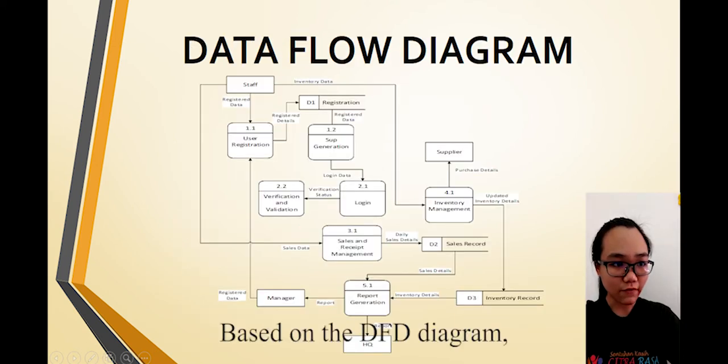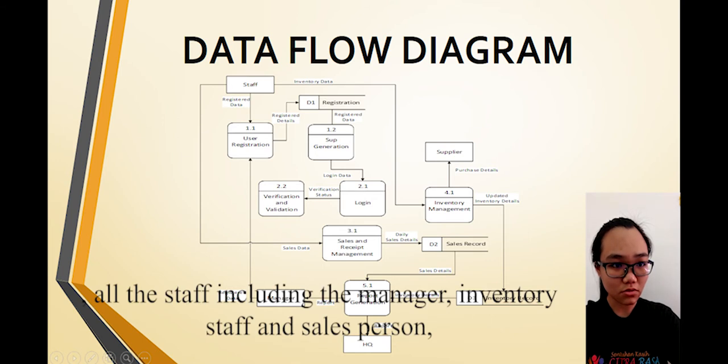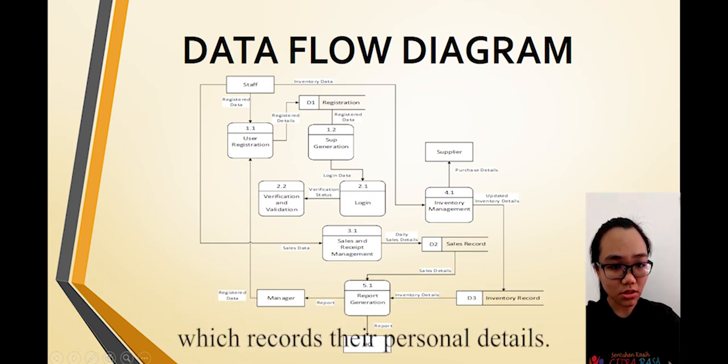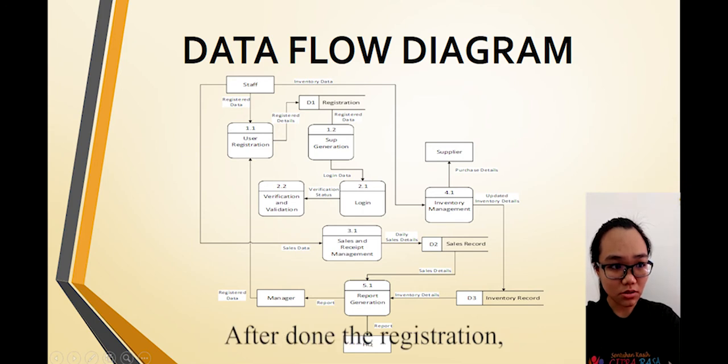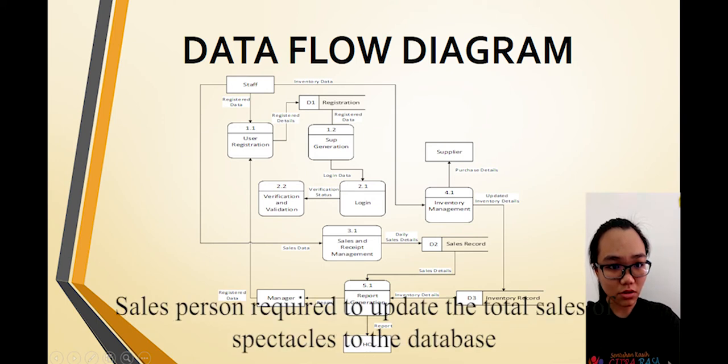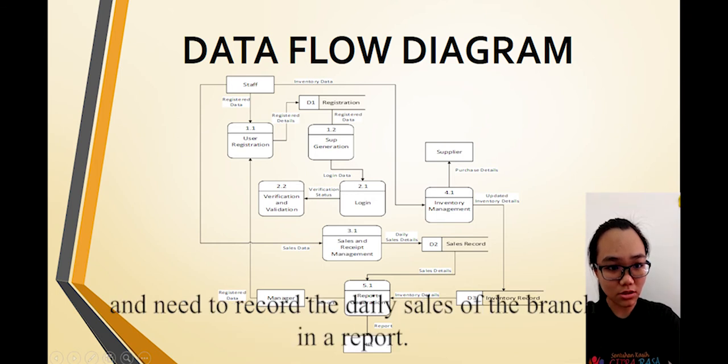Based on the DFD diagram, all the staff, including the manager, inventory staff, and salesperson, must register for an account at a branch, which records their personal details. After done the registration, all the staff need to log in before using this system. Salesperson is required to update the total sales of the spectacle to the database and need to record the daily sales of the branch in a report.